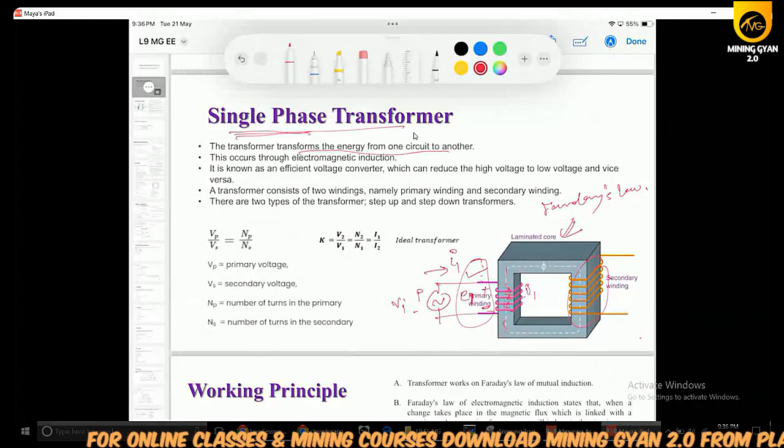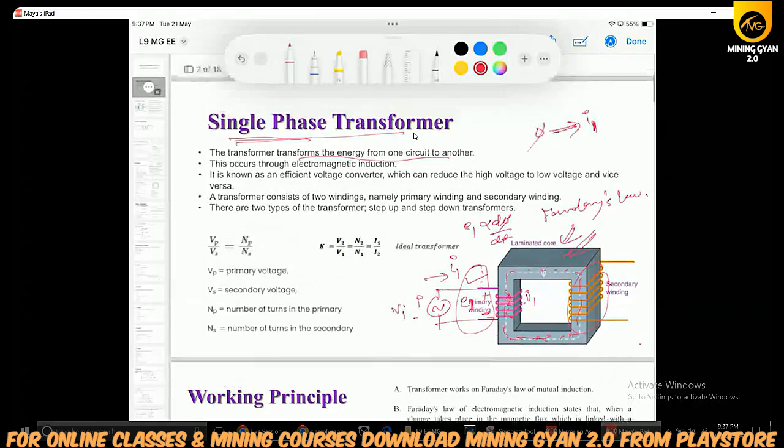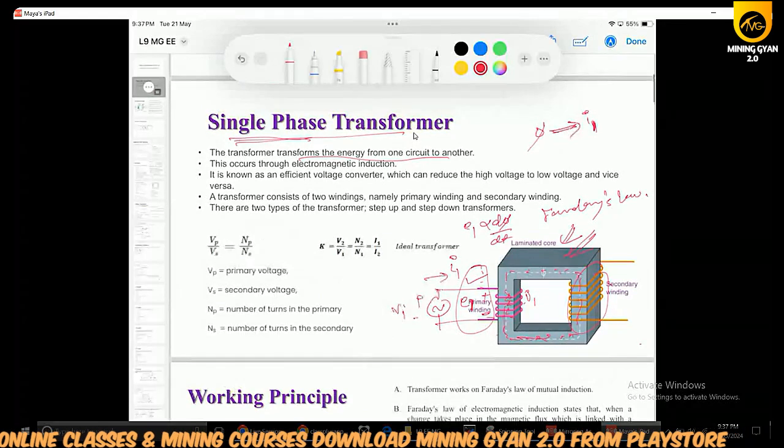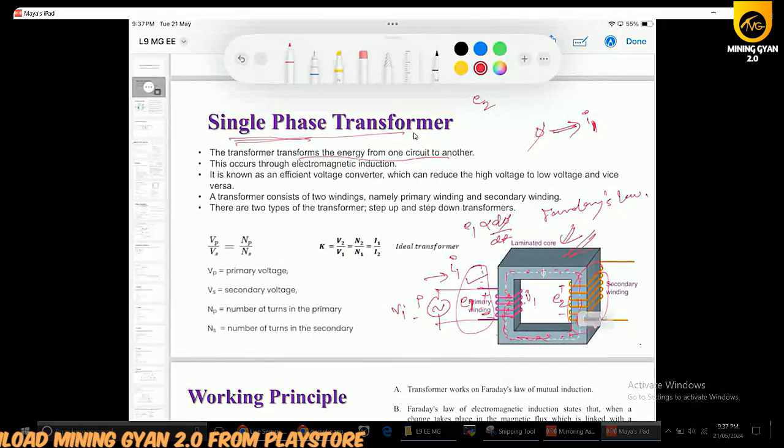And how is E1 coming? E1 is directly proportional to d phi by dt. And why is phi coming? Because of the flow of I1 through the primary winding. As phi flows through this circuit, the laminated core is a closed magnetic path, that's why the magnetic flux phi is flowing in this direction. So this flux is associated with this winding also. Because of that, E2 will be induced, because of the mutual inductance, M di1 by dt, or flux cutting through the secondary winding, and hence you will get the induced EMF E2.